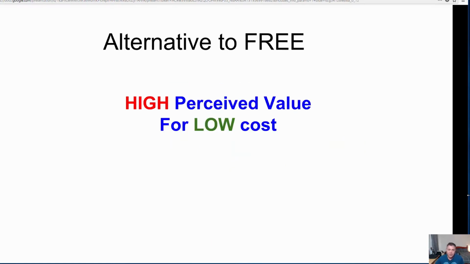An alternative to free would be a high perceived value offer for really low cost. It could be a massive discount, 80, 90% discount on something. So it might be something that's normally worth $200 or $300 and you're selling it for $20, like in the dentist example.